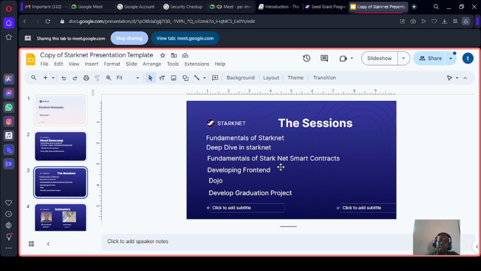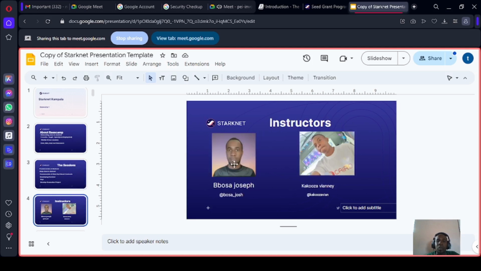And then the project as well contributes to the points, which is what we shall base on to award the best students. So the instructors: it's me, Bossa Joseph. You can follow me on Twitter at Bossa Josh. And then Kakoza Vian. Kakoza is the Starknet Kampala team lead, and I'm the co-lead of Starknet Kampala.